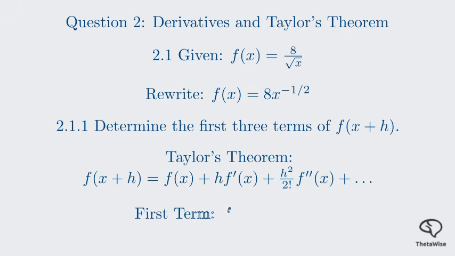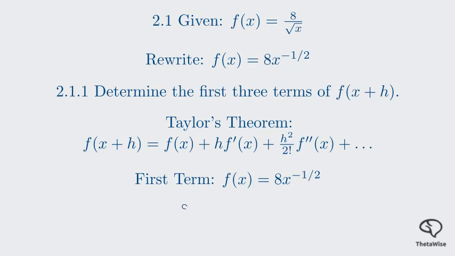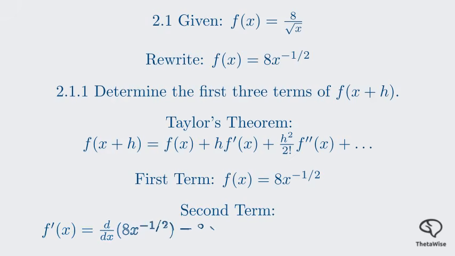The original function f of x is 8x to the negative 1/2. Next, let's find the first derivative using the power rule. We bring the exponent, negative 1/2, down and multiply it by the coefficient, 8. Then we subtract 1 from the exponent. Negative 1/2 minus 1 is negative 3/2. So f prime of x is 8 times negative 1/2 times x to the negative 3/2, which simplifies to negative 4x to the negative 3/2.